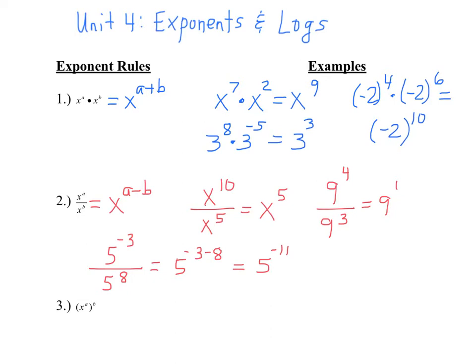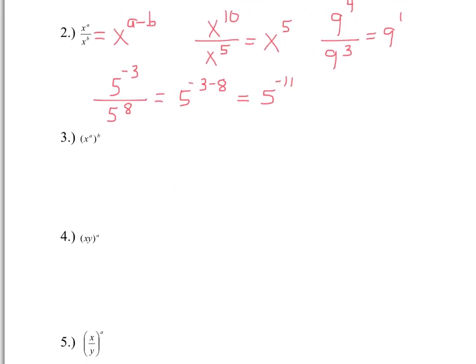Next, let me bring this up. Now we have a power to a power. When you have a power to a power, this is where you're allowed to just multiply those powers together. So x to the a times b. So if we have x cubed to the 5th power, it's not going to be x to the 8th. You would only add the powers if you have the same base and you're multiplying. Here, power to a power, just go ahead and multiply, x to the 15th.